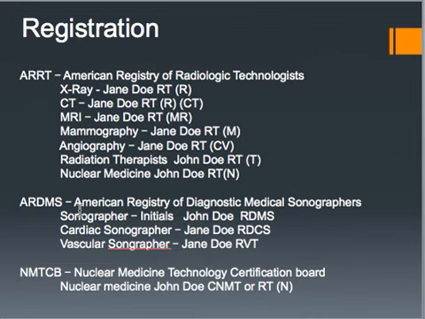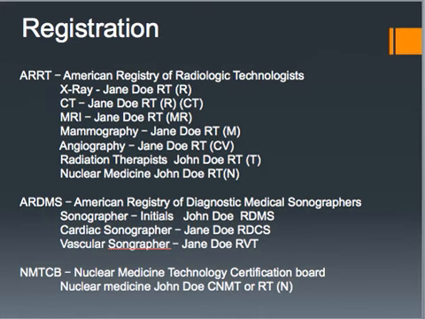All of sonography is registered through the ARDMS, which stands for the American Registry of Diagnostic Medical Sonographers. So they can have 3 different initials after their name. General sonographers' initials would be RDMS for Registered Diagnostic Medical Sonographer. A cardiac sonographer's initials would be RDCS for Registered Diagnostic Cardiac Sonographer. And Jane Doe for vascular would be RVT, which stands for Registered Vascular Technologist.